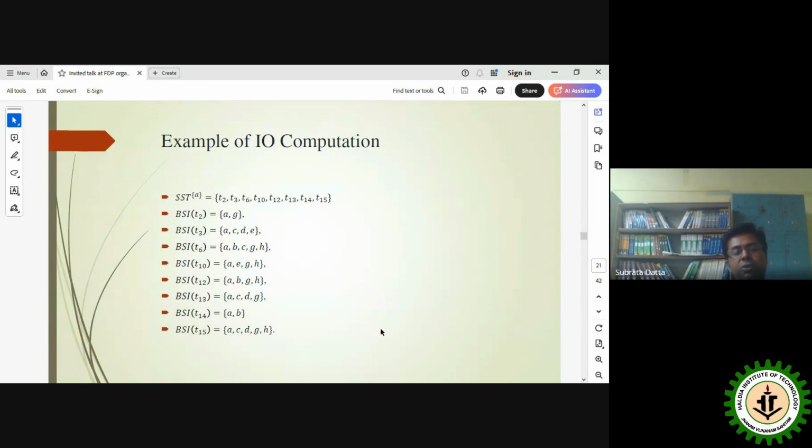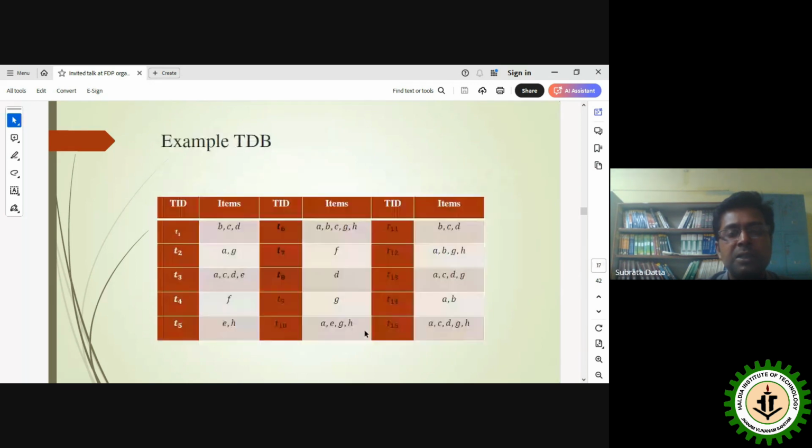So here it shows how IO is computed, because until we efficiently calculate the TO and IO, rule generation is not possible under this occupancy concept. Here we have written the BSI for each and every transaction. We have considered the item A. Item A has occurred in different transactions, which are written in SSTA: T2, T3, T6, and so on, up to T50. Now, for each of these transactions we have to calculate the BSI. That means the transactions written within the set in the first line, for each of those we calculate the BSI from this database.